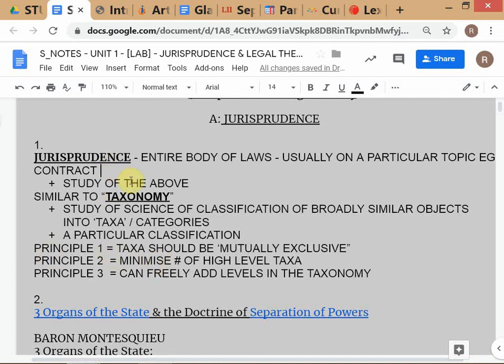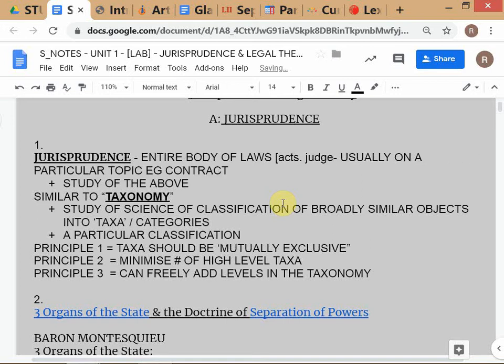First point, jurisprudence. What does it mean? It's generally used in two senses. Either we use it to refer to the entire body of laws, and the body of laws means acts and judgments, texts. Somebody may write a big textbook on contract law. All that forms part of our jurisprudence. So we would say something like the Indian jurisprudence on contract law.